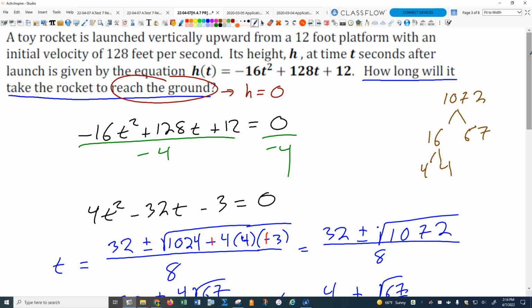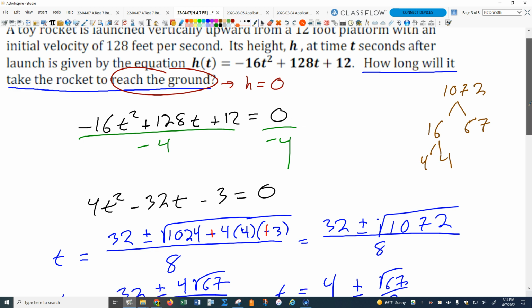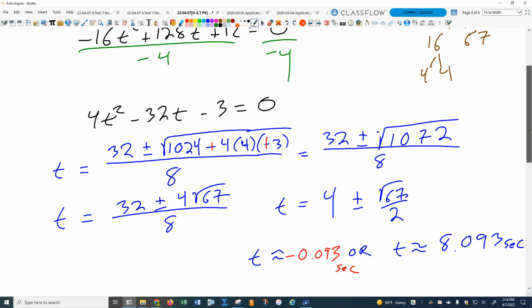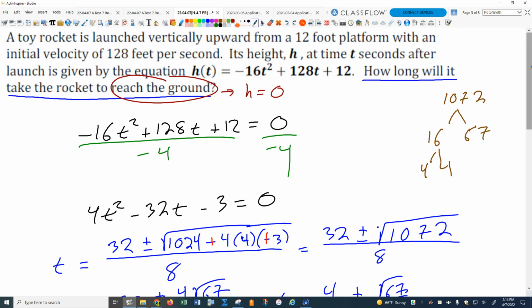So it's saying that the rocket reaches the ground at either positive 8 point blah, blah, blah, or negative 0.093 seconds. How would that make sense? That's it. That's how long it would have taken if the rocket had been launched from ground level instead of 12 feet. That's how long it would have taken the rocket to rise up from ground level to the 12-foot platform where it was launched in this equation, right? So it really does have some physical meaning, right?